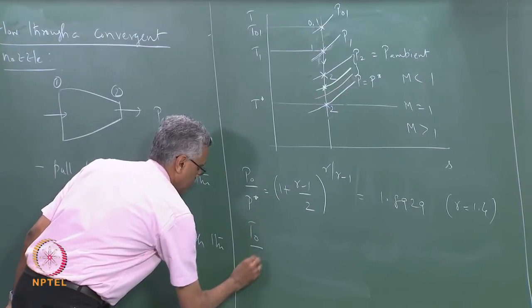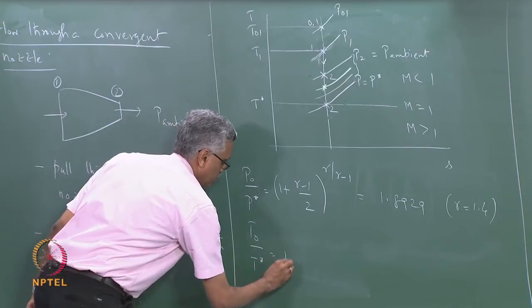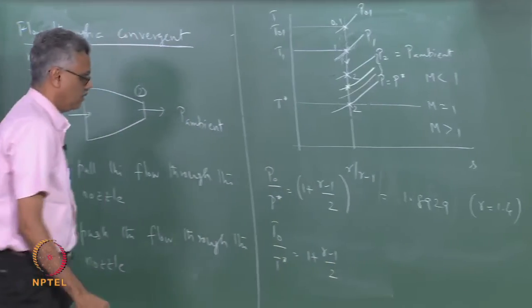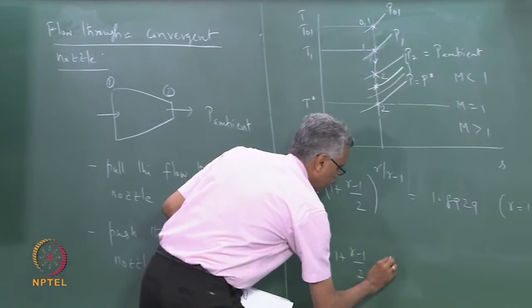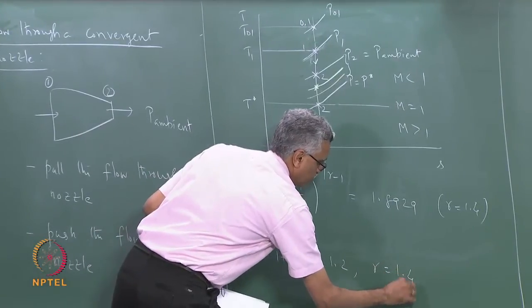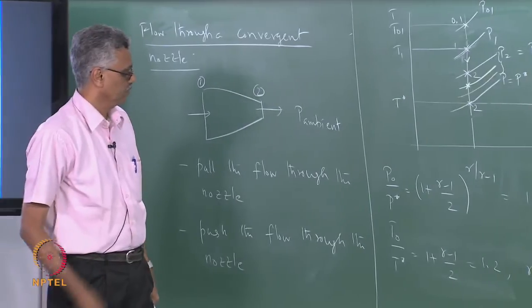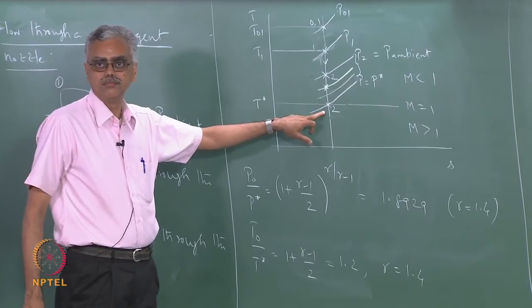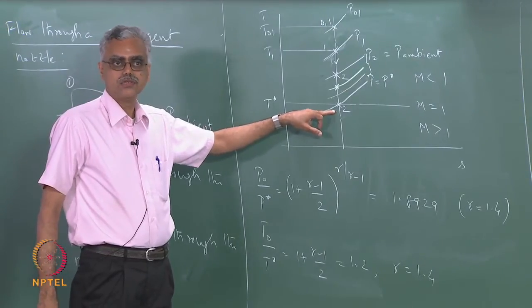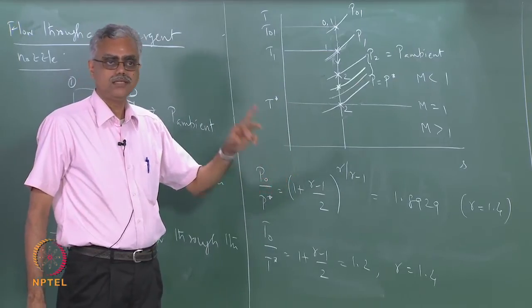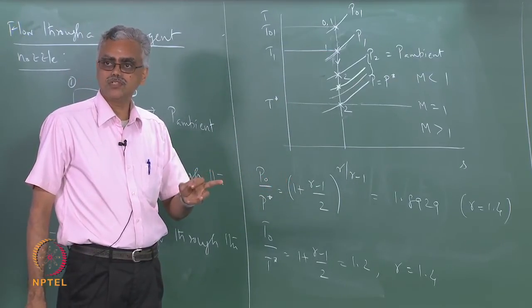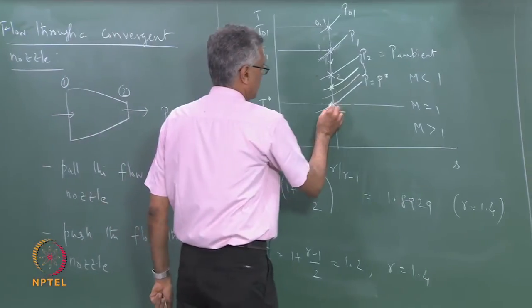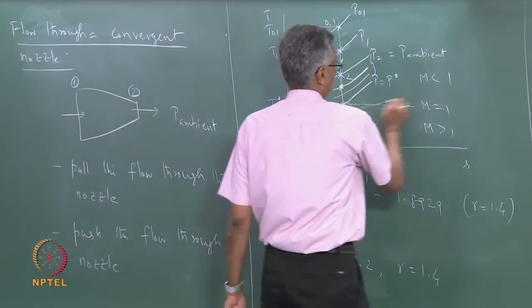Remember, T star can also be evaluated in the same way. So T0 over T star is equal to 1 plus gamma minus 1 over 2, right. So this is nothing but gamma plus 1 over 2, and this is equal to 1.2 for gamma equal to 1.4. So at this point the exit pressure is still equal to ambient pressure, and the ambient pressure itself is equal to P star corresponding to that value of stagnation pressure. Okay.